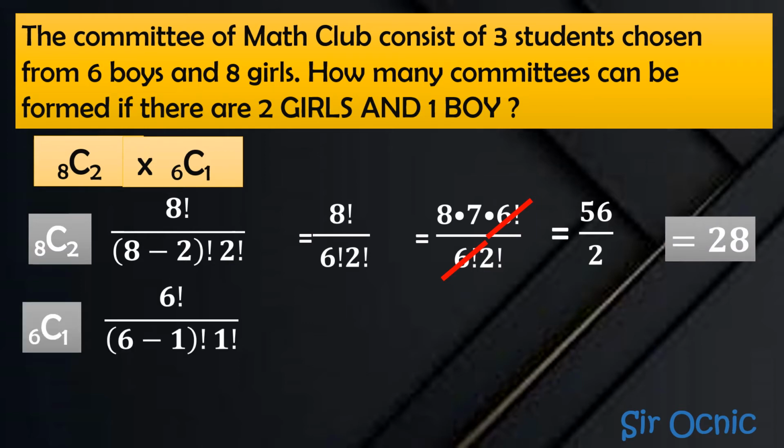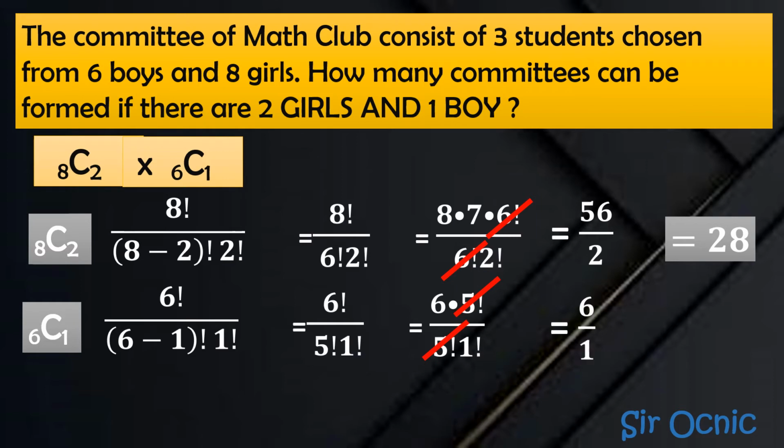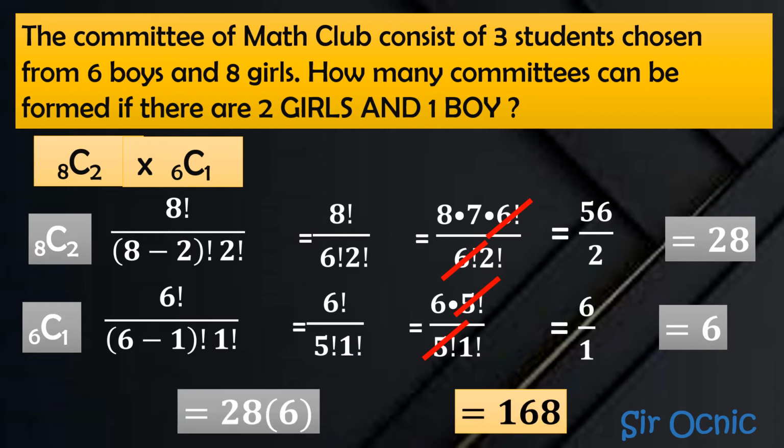Evaluating 6C1, that is equal to 6 factorial over 6 minus 1 factorial times 1 factorial. 6 minus 1 factorial is equal to 5 factorial. Expanding the numerator, that is equal to 6 times 5 factorial over 5 factorial times 1 factorial. Cancelling the common factor, which is 5 factorial, that is equal to 6 over 1, or simply 6. Multiplying 28 by 6 to get the total number of committees possible, that is equal to 168.